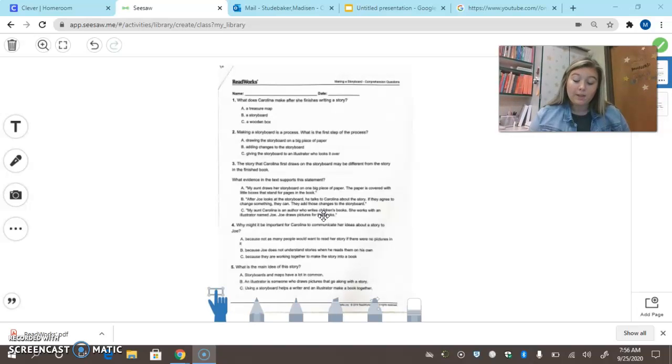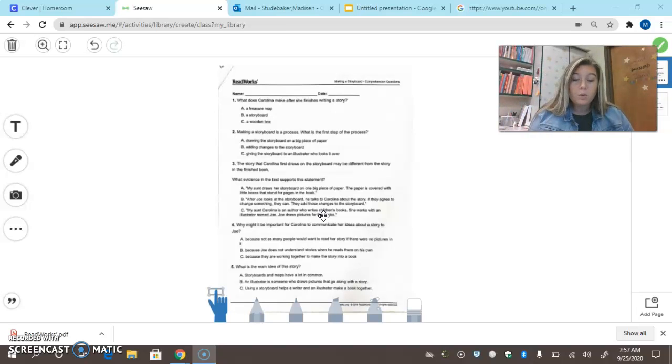Number 4. Why might it be important for Carolina to communicate her ideas about the story to Joe? A. Because not as many people would want to read her story if there were no pictures in it. B. Because Joe does not understand stories when he reads them on his own. And C. Because they are working together to make the story into a book.